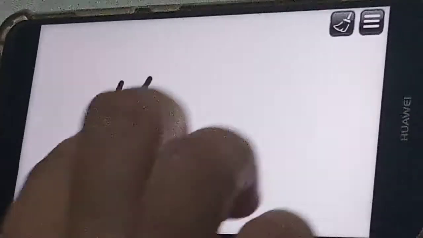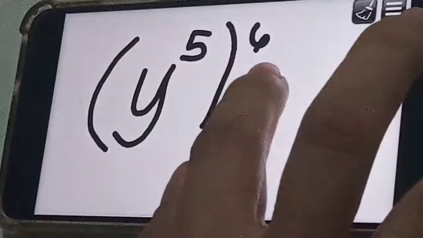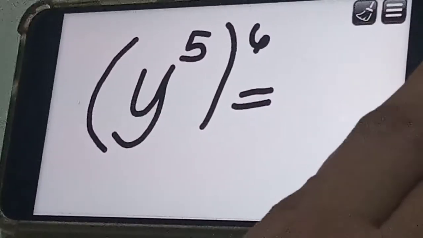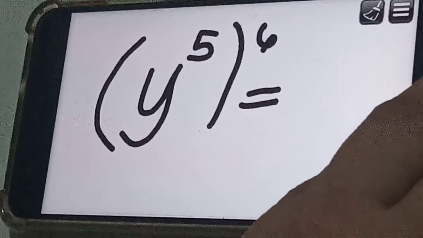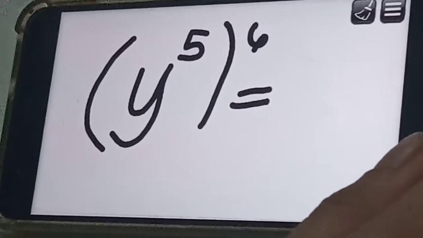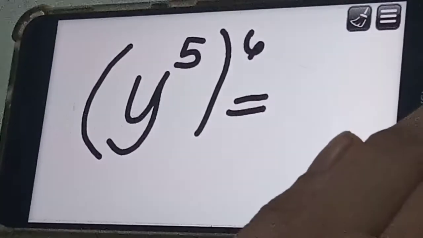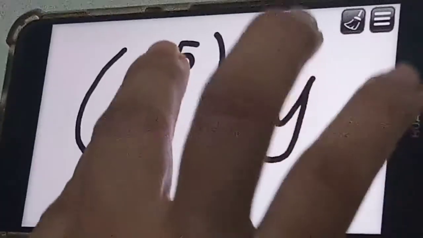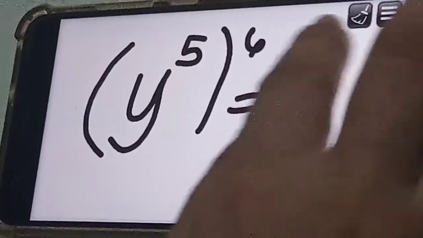Another example is y to the fifth power, to the sixth power. The answer is y raised to the fifth power raised to the sixth power, or the quantity of y to the fifth power raised to the sixth power. So the answer is y raised to 5 times 6, the answer is 30.